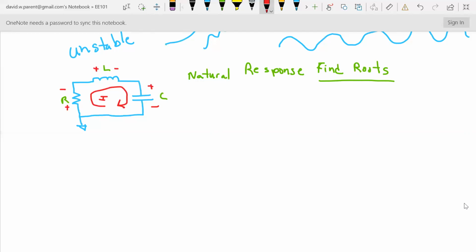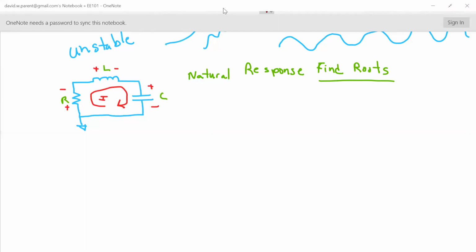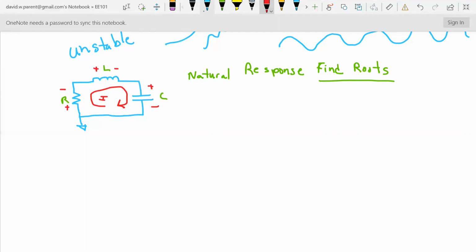So it's one mesh. The easiest way to solve it is mesh. There are 2 nodes you don't know, so that would be 2 nodal equations. That's why I would do it with mesh. So VR plus VL plus VC.